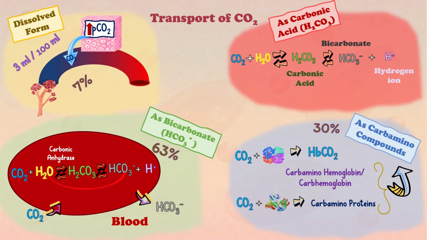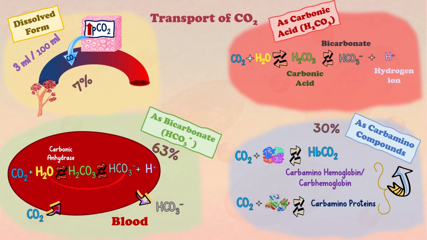Now, the binding of carbon dioxide with both proteins and hemoglobin is through a loose bond, so that carbon dioxide is easily released into alveoli, where the partial pressure of carbon dioxide is low. Thus, the combination of carbon dioxide with proteins and hemoglobin is a reversible one.